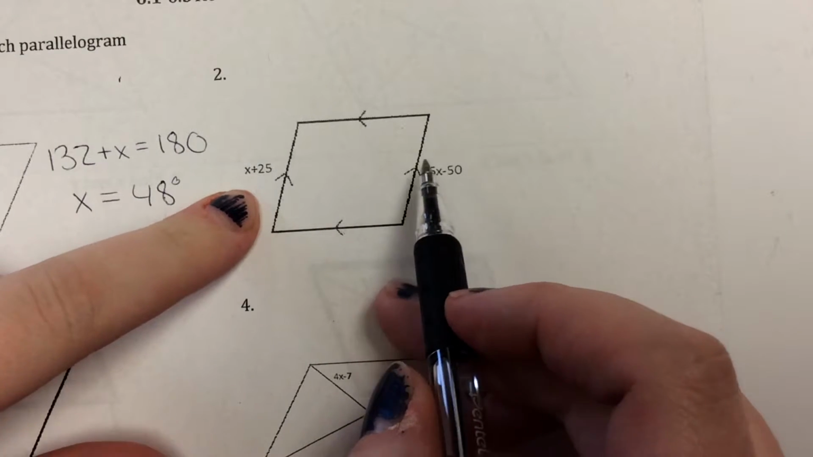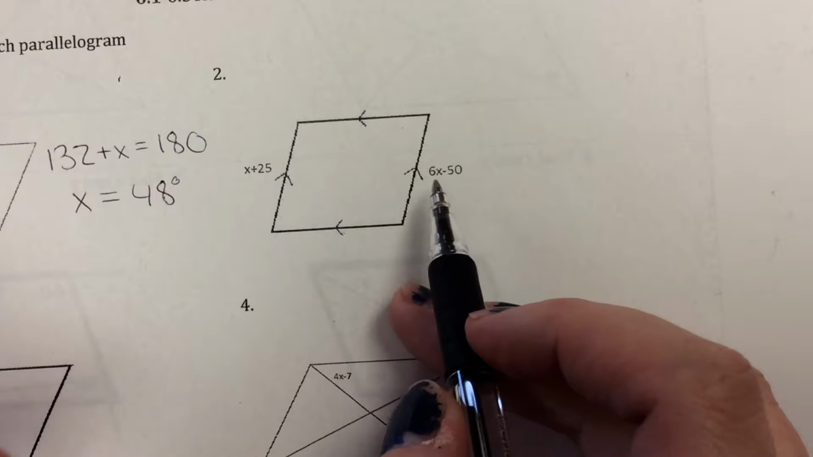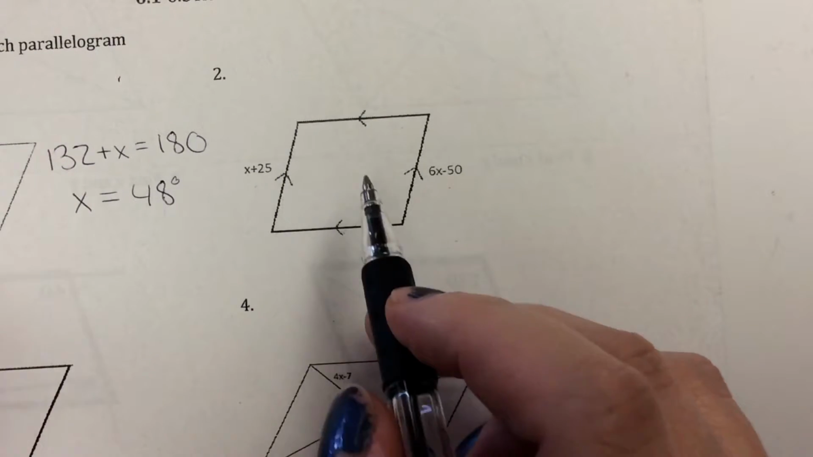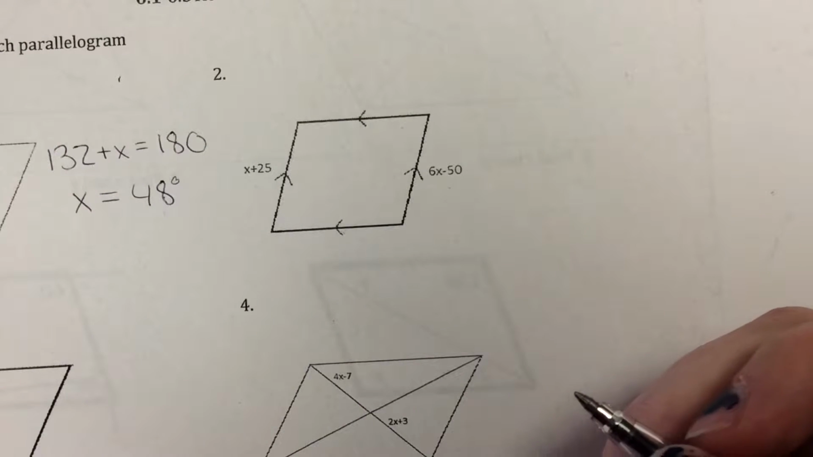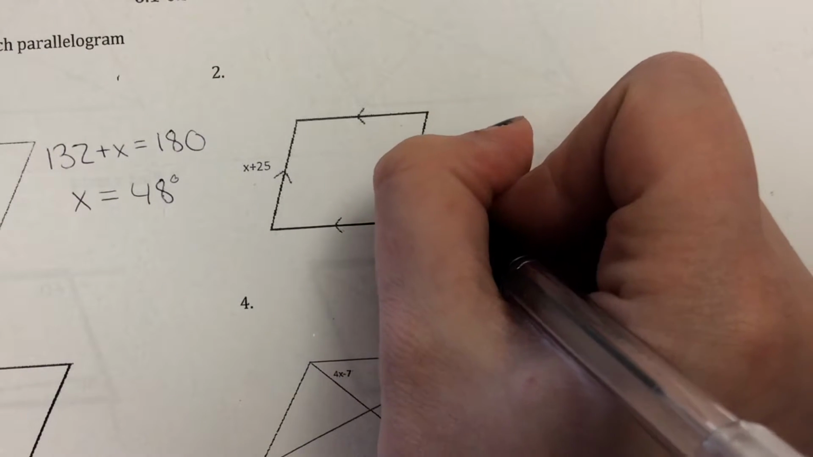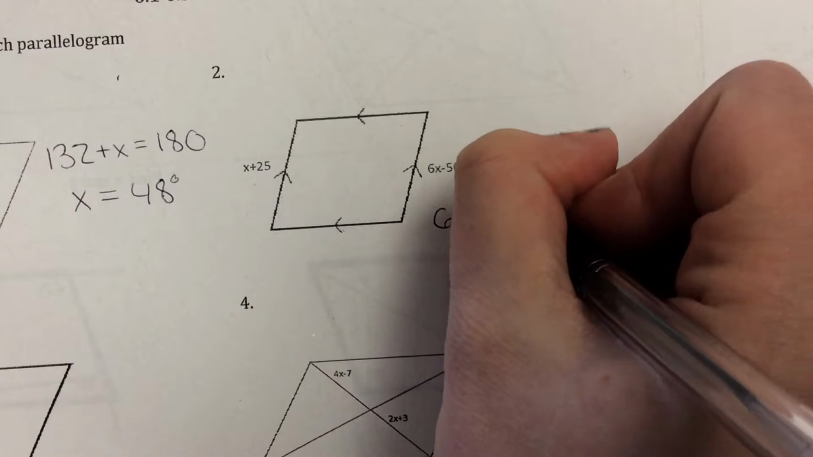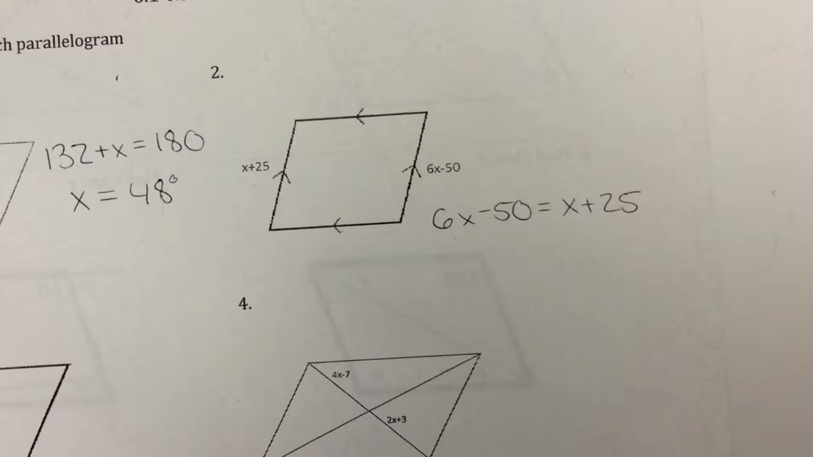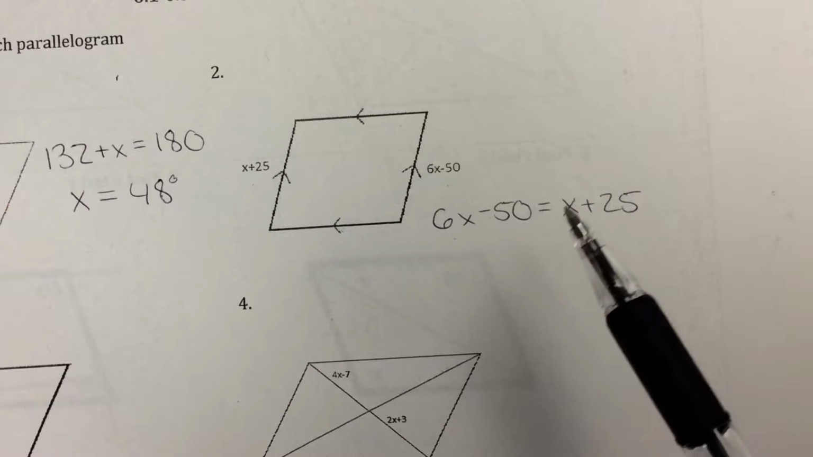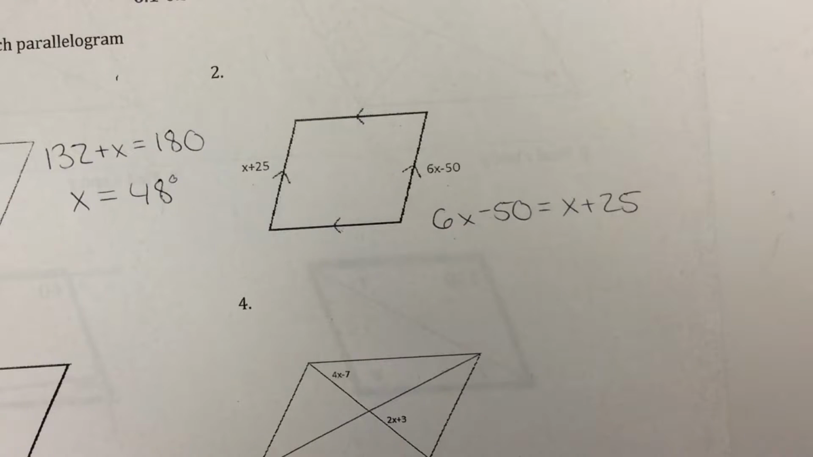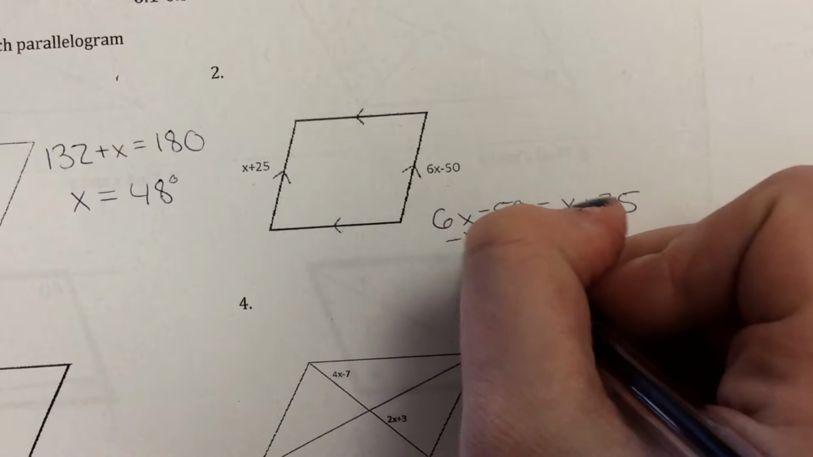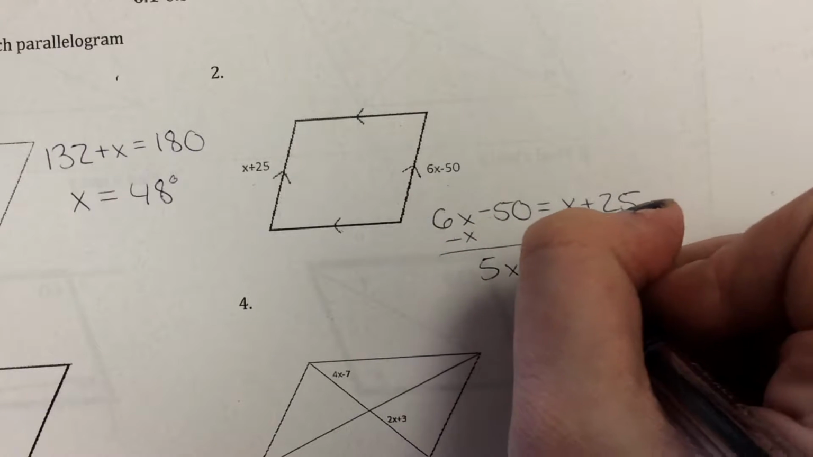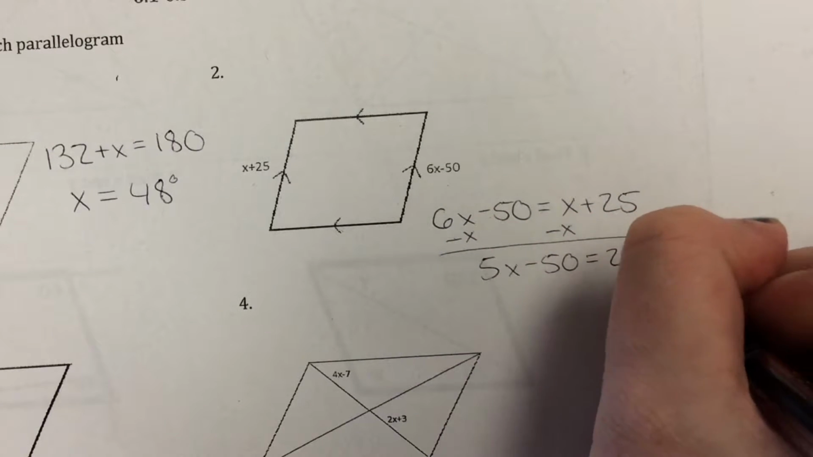Okay, so opposite sides are congruent in parallelograms. So we need to take these 2 expressions and set them equal to each other, and that will allow us to solve for x. So we've got 6x minus 50 equals x plus 25. And at this point, it's just a 2-step equation. We've got to move all of our variables to one side and all of our constants to the other. So subtract x. And we've got 5x minus 50 equals 25.